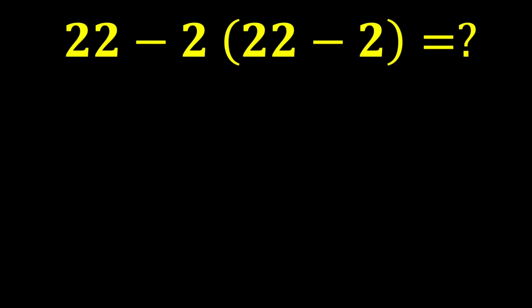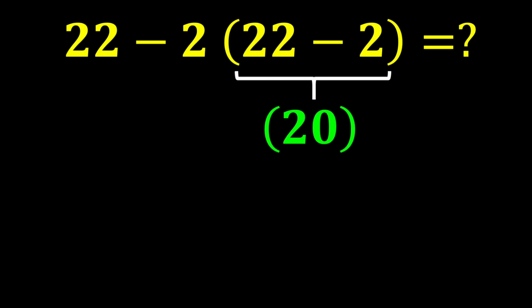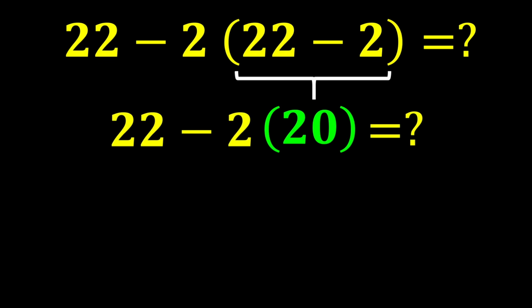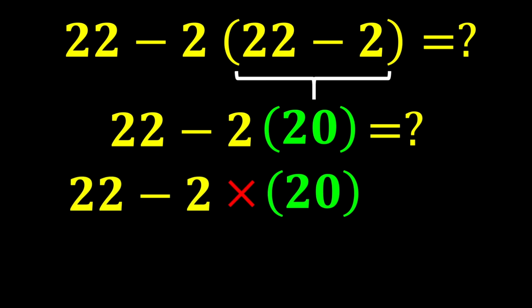22 minus 2 times 22 minus 2. According to PEMDAS, we first calculate inside the parentheses. 22 minus 2 gives us 20, and the expression becomes 22 minus 2 multiplied by 20. In mathematics, when a number is written next to parentheses, it means that the number is multiplied by the expression inside the parentheses. However, for simplicity, we usually do not write the multiplication sign.